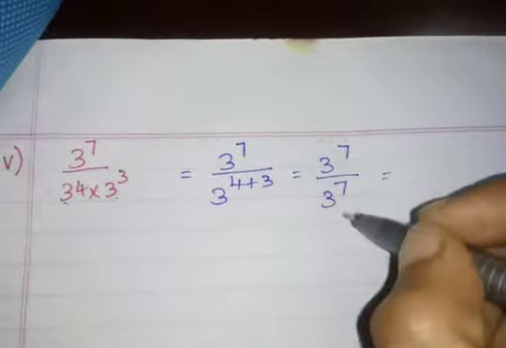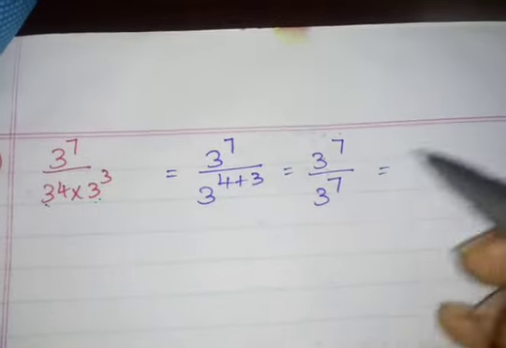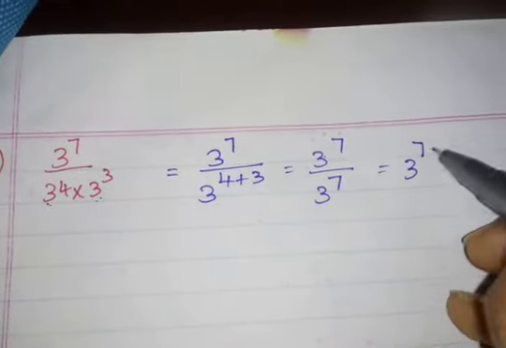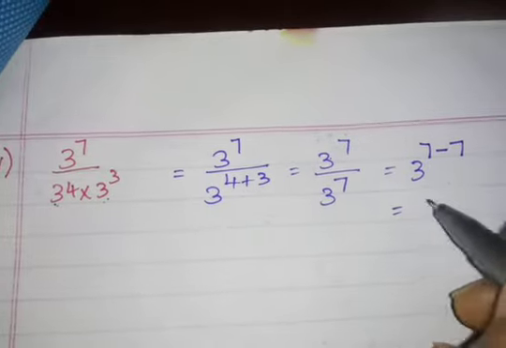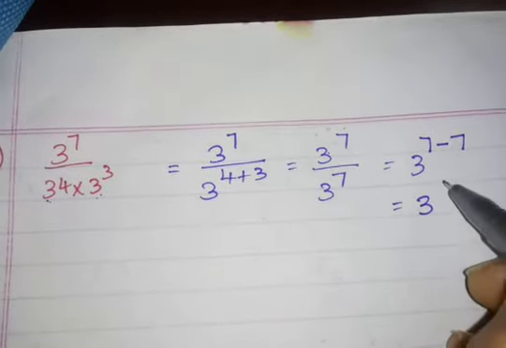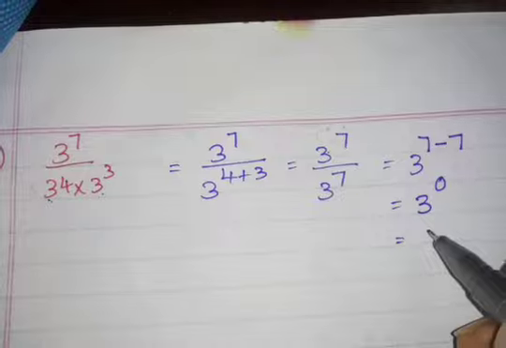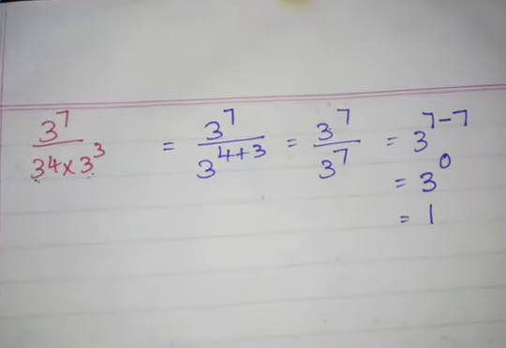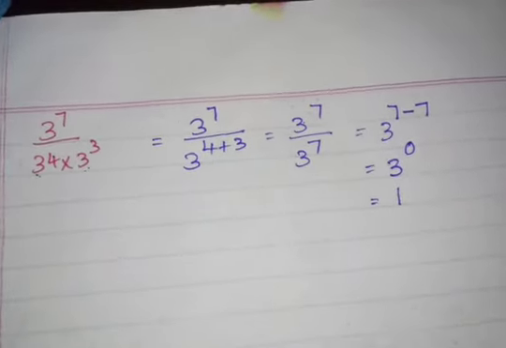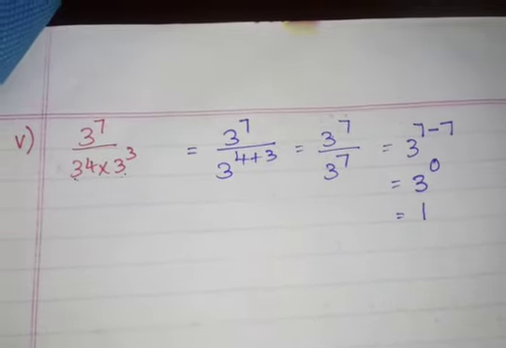Now comes the division, same base. So what will you do? 3 power 7 minus 7, which means 3 power 0. 3 power 0 means 1. Okay, 3 power 0 is what, children? 1. Any number power 0 is 1.